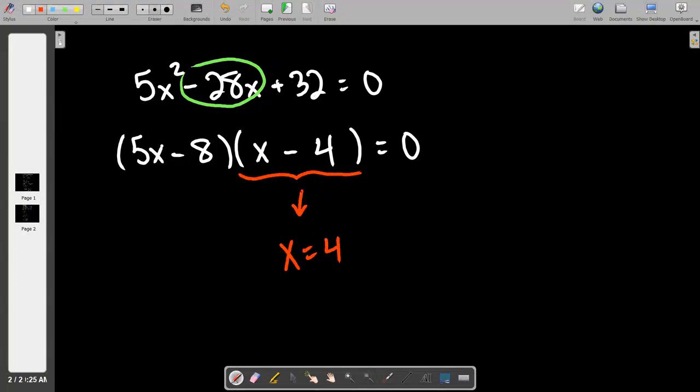Easy. Next one? Weird, right? What makes that equal 0? Minus 5x plus 8. Nope.